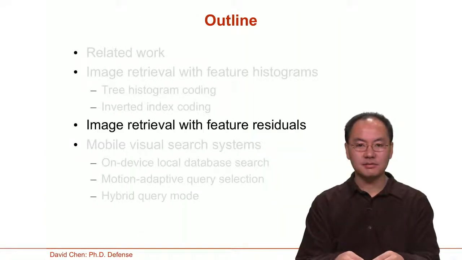How we can achieve far greater memory savings than feature histograms is now the focus of the current section on image retrieval with feature residuals. In this section, I'll introduce a compact residual-based signature that has a variety of uses, including building a memory-efficient database and sending low bitrate queries over a wireless network.